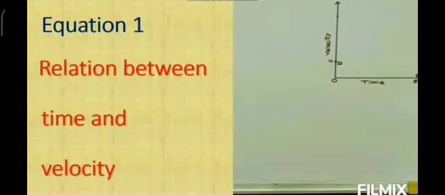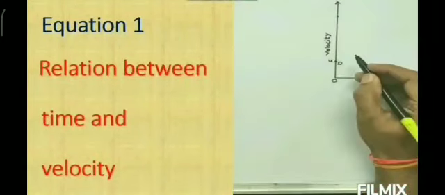Equation first describes the relation between velocity and time. Let us see how this equation can be derived by using the graphical method.